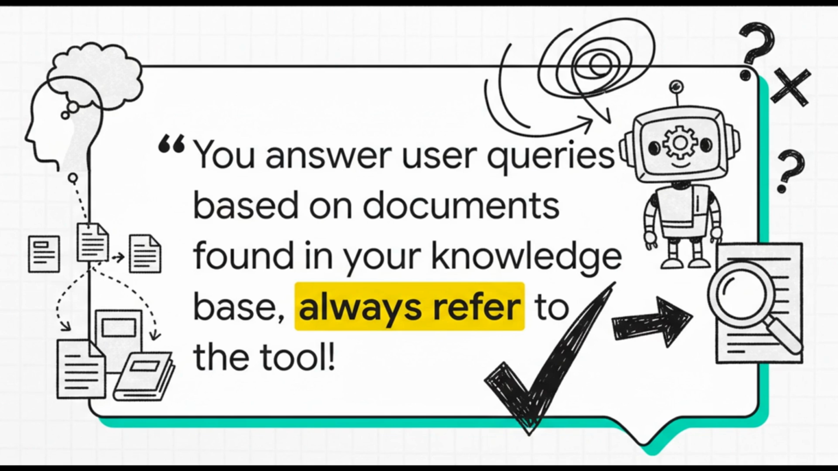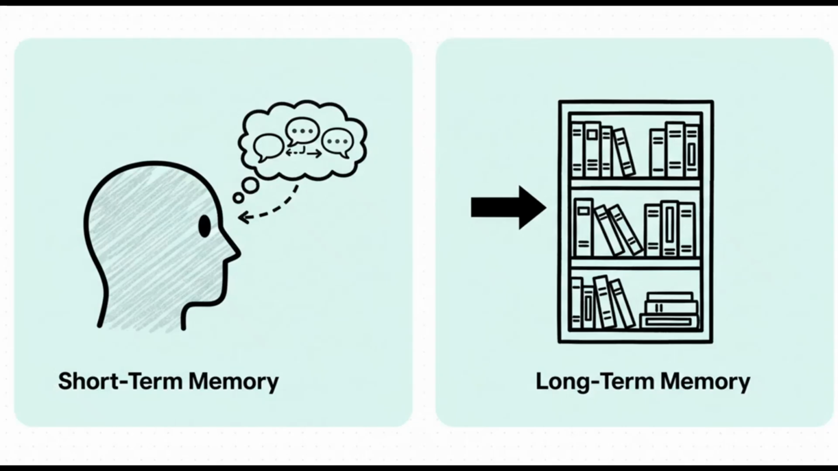This command forces the AI to ground its answers in your facts, not just its general knowledge from the internet. It's this simple rule that prevents the AI from making things up, what everyone calls hallucinating. It's the secret sauce.